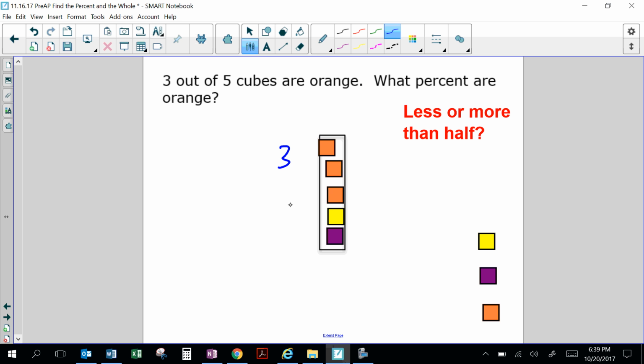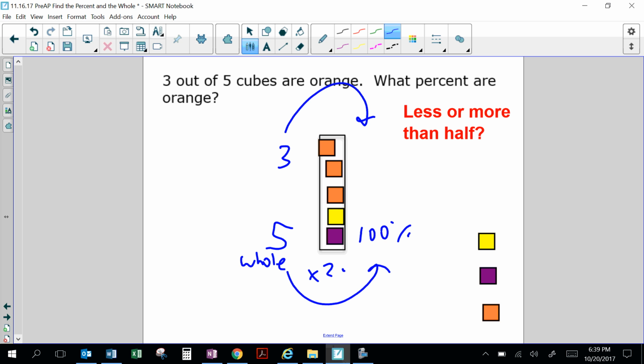We know there's 3 orange out of how many cubes? Out of how many cubes? 5. And 5 cubes represents 100%. So the relationship is times 20, so 60%. Is this more than half? It is.